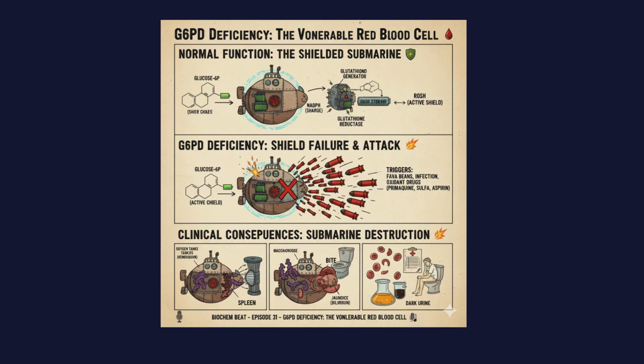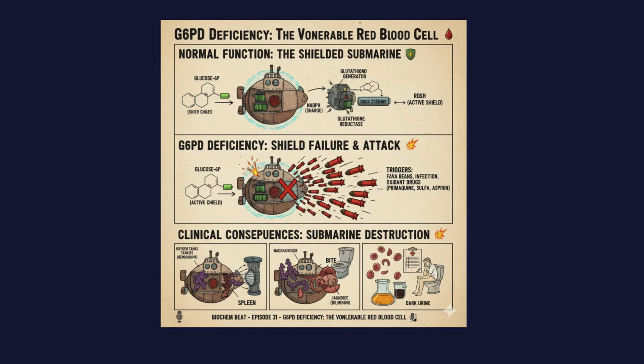These triggers are the enemy submarines firing a massive volley of torpedoes. Since the G6PD shield generator is broken, the RBC is helpless. When the shields fail, the oxidative torpedoes hit the submarine, leading to characteristic signs of RBC destruction: hemolysis and Heinz bodies. The ROS attack and denature the cell's hemoglobin. The denatured hemoglobin clumps together and adheres to the cell's membrane. The oxygen tank, that is the hemoglobin inside the submarine, is damaged and forms rusty clumps, that is our Heinz bodies, that stick to the walls.